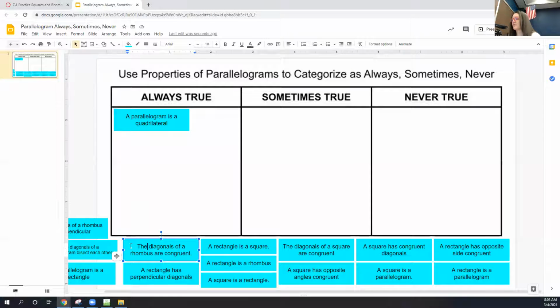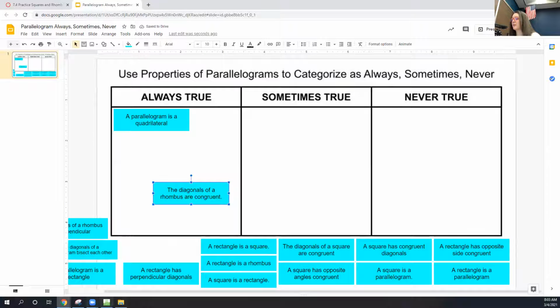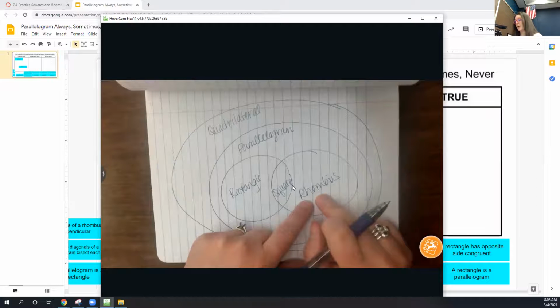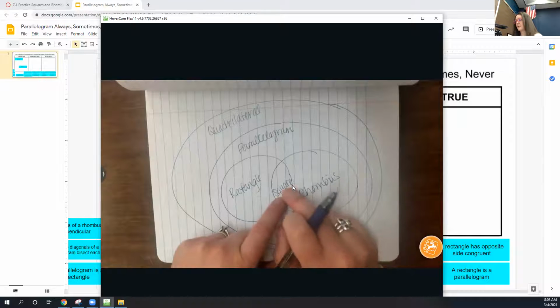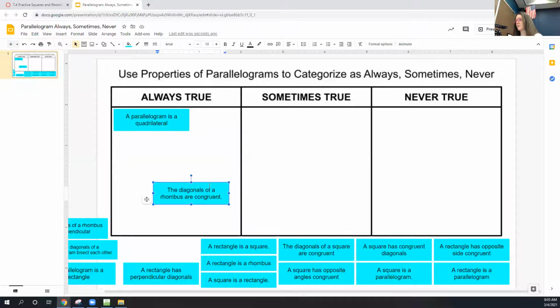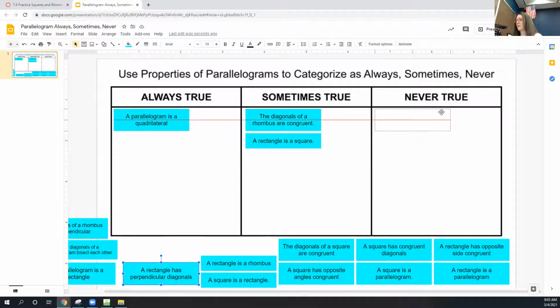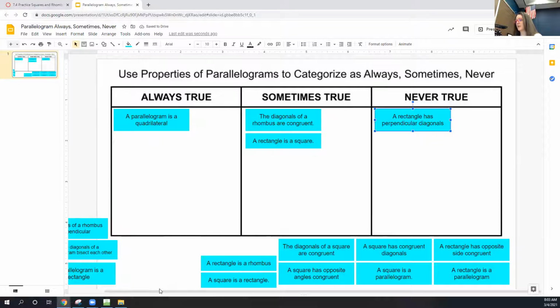What about this one? The diagonals of a rhombus are congruent. Well, when could the diagonals of a rhombus be congruent? Let's look at our Venn diagram. A rhombus doesn't ever have congruent diagonals unless it's a square, right? So that is sometimes true. Okay, a rectangle is a square. Sometimes that's true. A rectangle has perpendicular diagonals. Is that ever true? No, because a rectangle is never a rhombus. So it never has perpendicular diagonals.